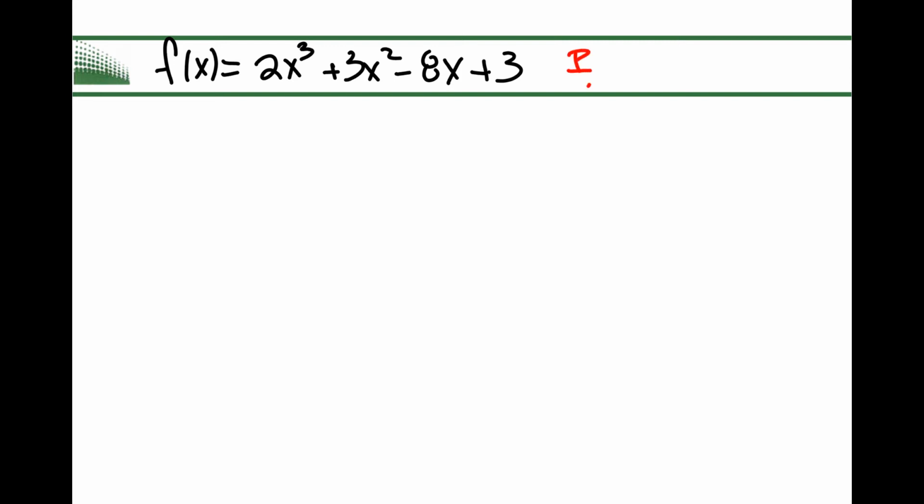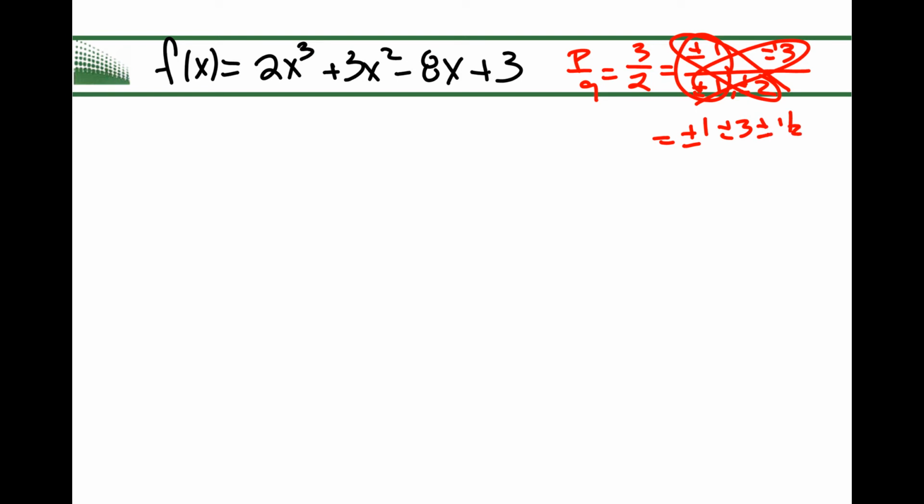So if I'm doing p over q, that means I'm looking at 3 over 2, and I'm looking at their factors. What will multiply to give me 3? Well, that's only 1 and 3. What will multiply to give me 2? 1 and 2. You're going to do 1 over 1, so I have positive and negative 1, and 3 over 1, so I have positive and negative 3. And then you're going to do 1 over 2, so you do all your possibilities, 1/2, and 3 over 2. So 3/2. So that means this has degree 3.